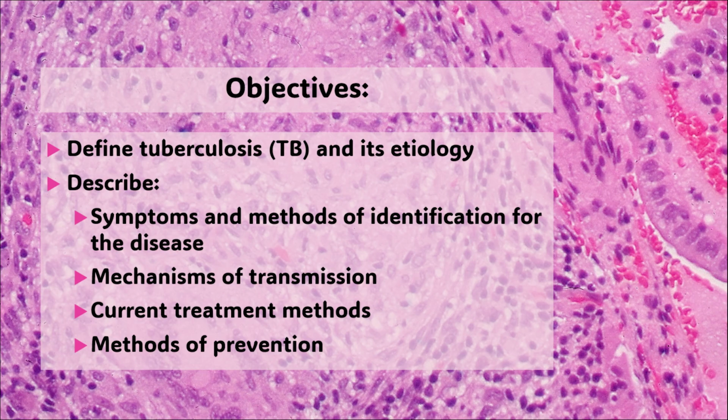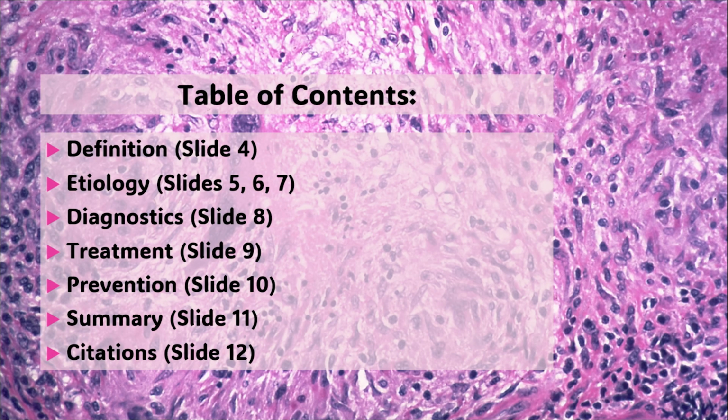The objectives of this presentation are to define tuberculosis and its etiology, to describe the symptoms and methods of identification for the disease, the mechanisms of transmission, the current treatment methods, and methods of prevention. This is the table of contents for this presentation.